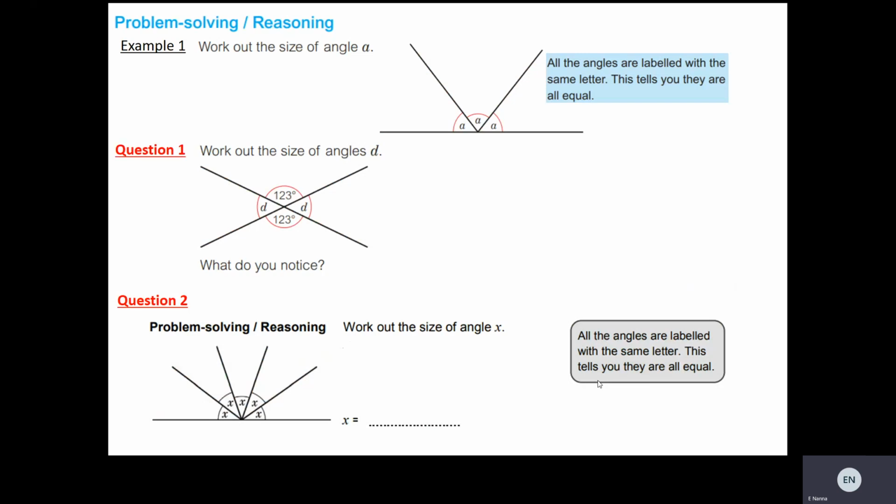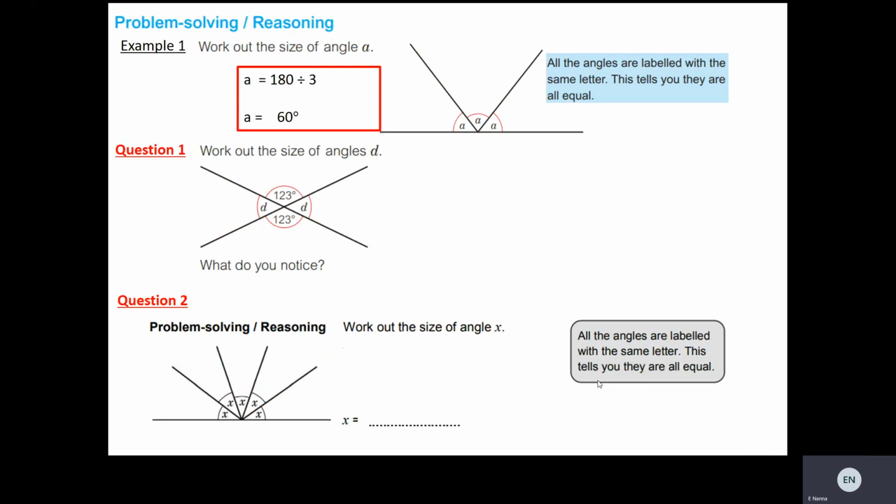My first example says I need to work out the size of A. So you might be thinking, how do I work out A? You should be able to understand now that the sum of angles on a straight line gives me 180 degrees. If the letters are the same, that means the angles are the same. So the easiest thing is to do 180 divided by 3, and your answer should be 60 degrees. Can you see that? Easy? Well done.